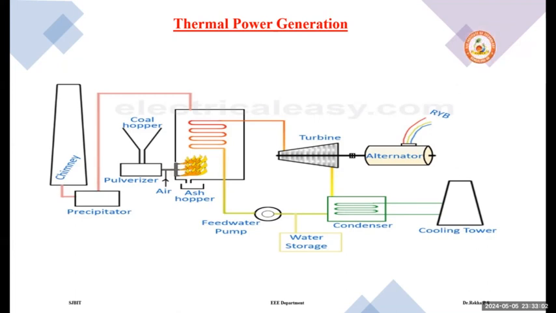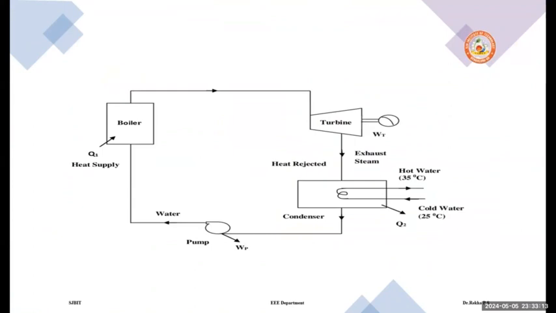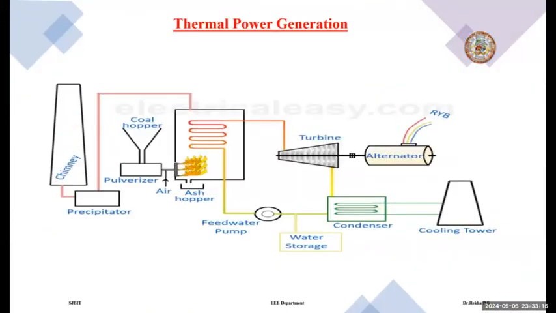There are different units in a thermal power plant. The first one is the coal storage plant. Coal is transferred from coal mines by rail or roads, and then stored in the coal storage plant. From here, it comes to the coal handling plant.